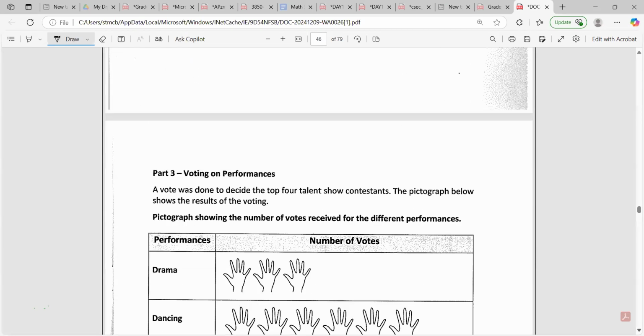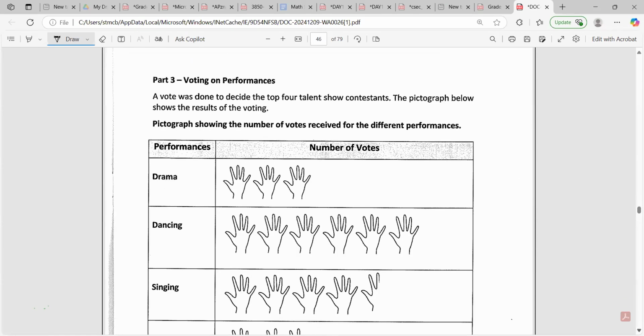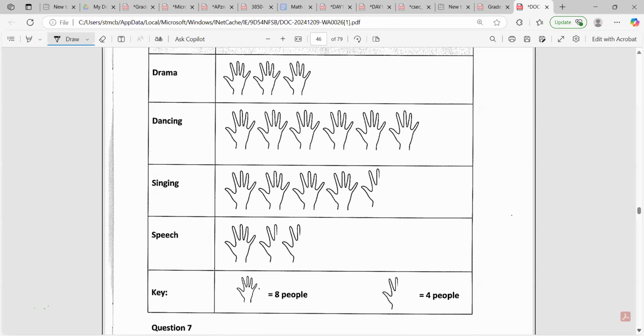Guys, one question and then we go. It says voting on performances. A vote was done to decide the top 4 talent show contestants. The pictograph below shows the result of the voting. They include a lot of topics in this one. We see pictograph, we see fraction, we see money. The pictograph shows the votes received for the different performers. I don't see a key as yet, but I'm assuming. Yeah, the key is there.